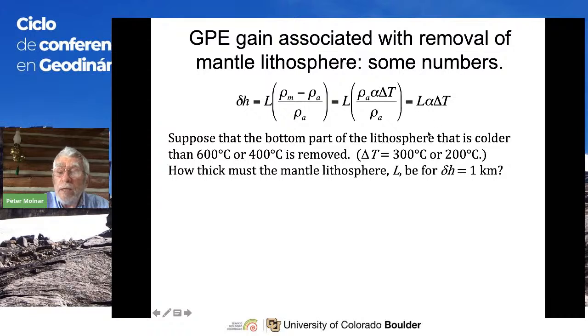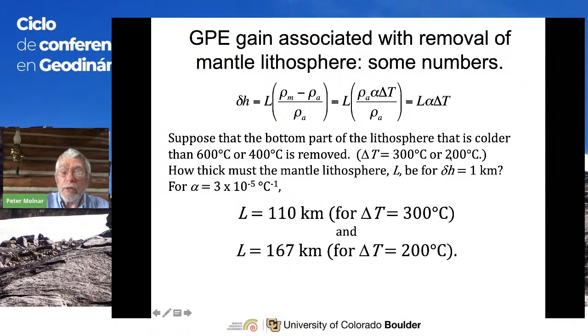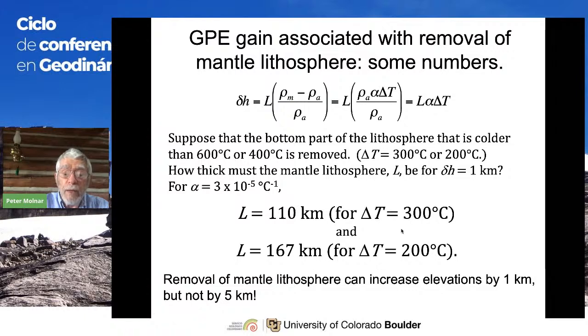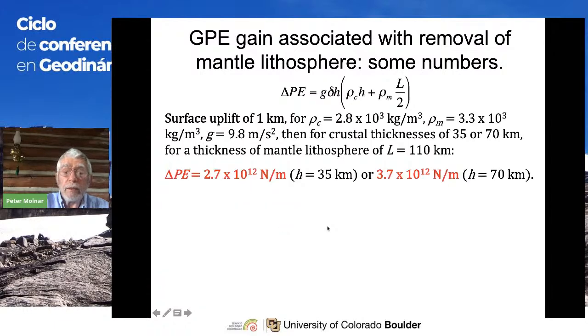We're letting delta T be equal to either 300 degrees Celsius or 200 degrees Celsius. Well, when we put the numbers in, for a coefficient of thermal expansion, a common value for the mantle, 3 times 10 to the minus 5 per degree C, then the mantle lithosphere would have to be either 110 kilometers or 167 kilometers for the different temperature changes, for the different amounts of mantle removed. So first, removal of mantle lithosphere can increase elevations by 1 kilometer. These numbers are reasonable, but not by 5 kilometers. You're not going to get a 5 kilometer surface uplift by removing mantle lithosphere.